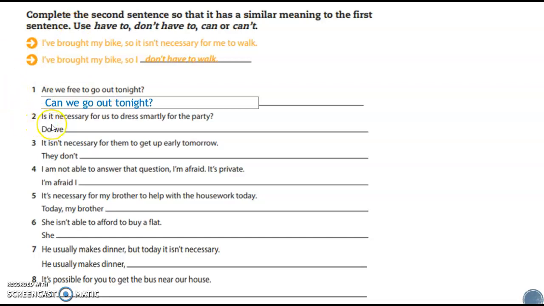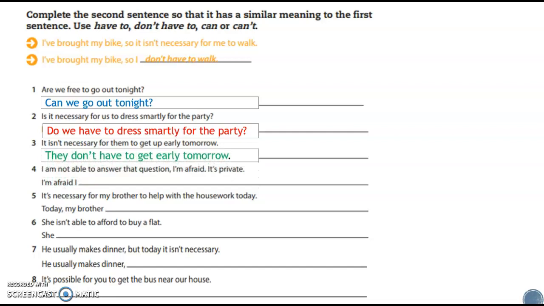Number 2, is it necessary for us to dress smartly for the party? In this case, do we have to do it? Do we have to dress in that way? That's the idea. So, do we need it? Let's continue. It is necessary for them to get up early. They don't have to because they don't need it. Remember, when something is possible, I use can or can't. When something is not necessary or is necessary, I use have to.